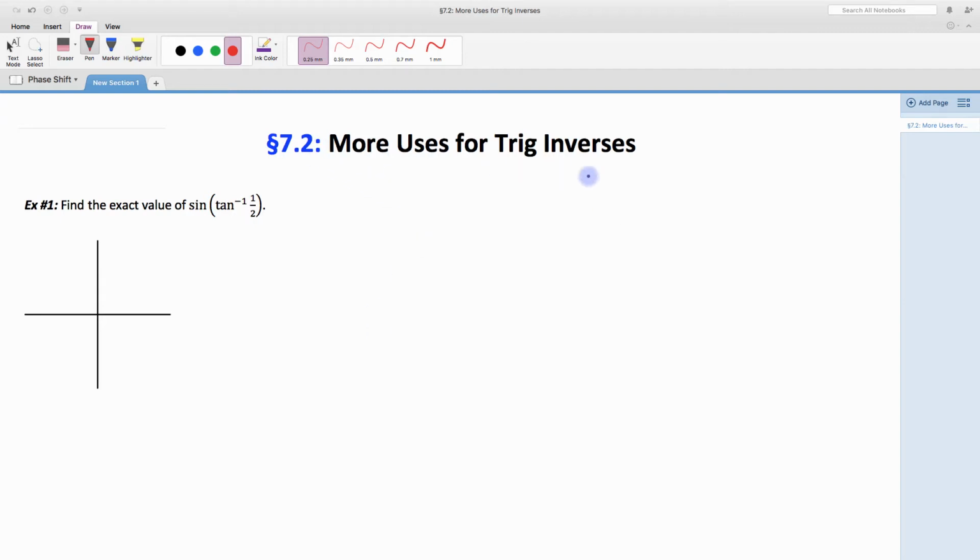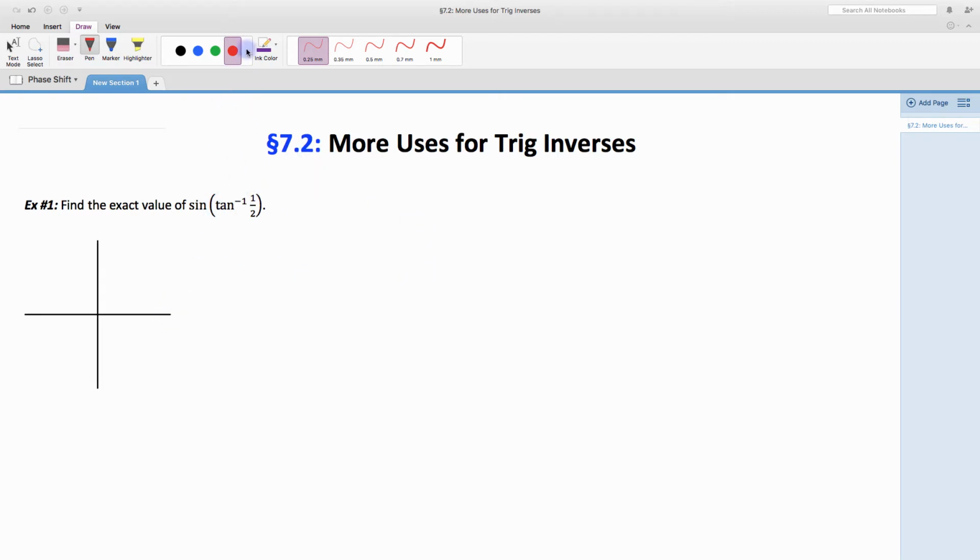Today we're going to look at more uses for trig inverse functions. We're going to evaluate problems like this, where we have to find the exact value of a composition of two functions together. One of them will be a normal trig function and one of them will be an inverse. First we're going to work our way from inside out. We evaluate this inverse tangent, take its result, and evaluate the sine at that measure.